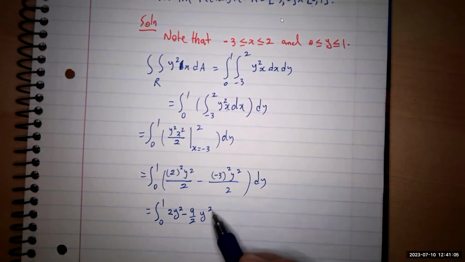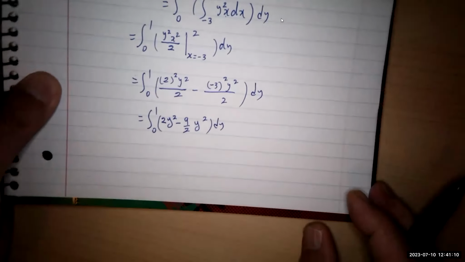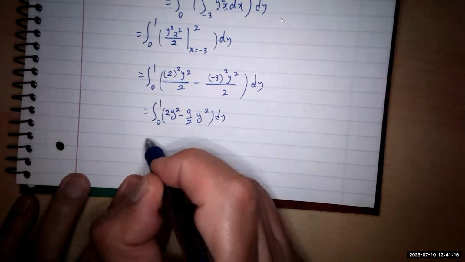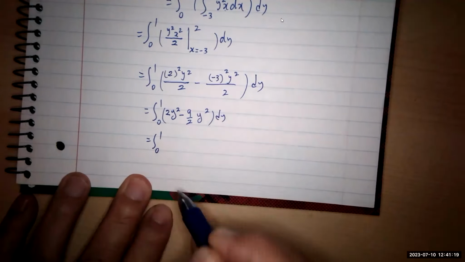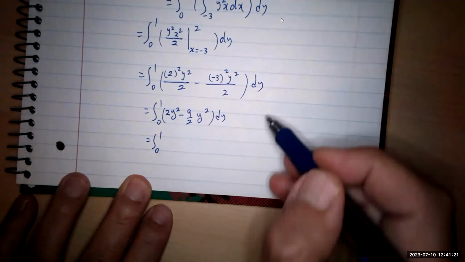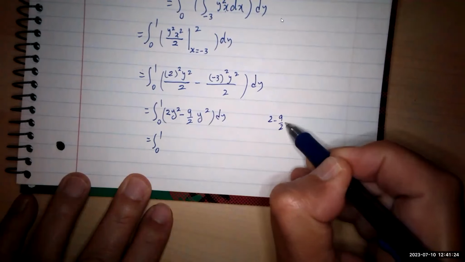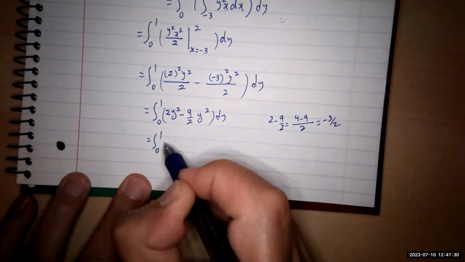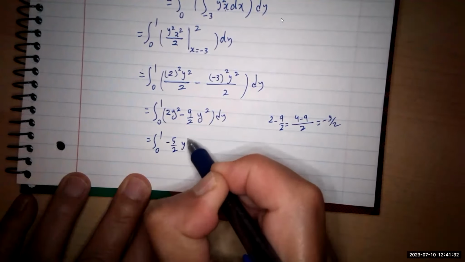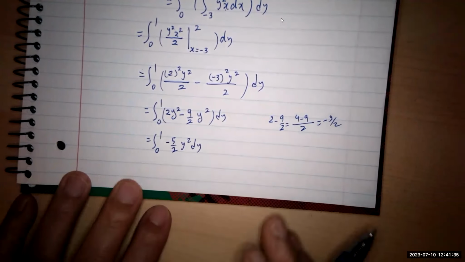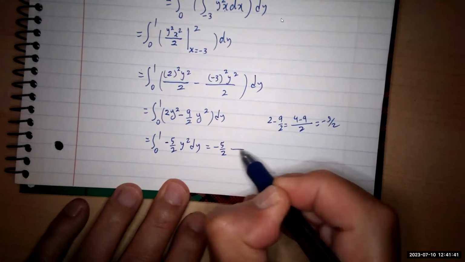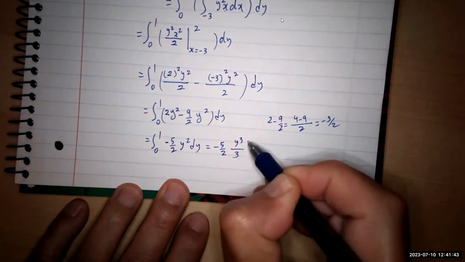Okay, this is it, dy. You can integrate or you can simplify it, so combine like terms if you like, or just integrate, it doesn't matter. 0 to 1. So it's going to be 2 minus 9/2, which is 4 minus 9, which is -5/2. So it's -5/2 y squared dy. So it's -5/2 times the integral of y squared, which is y cubed over 3, evaluated from 0 to 1.